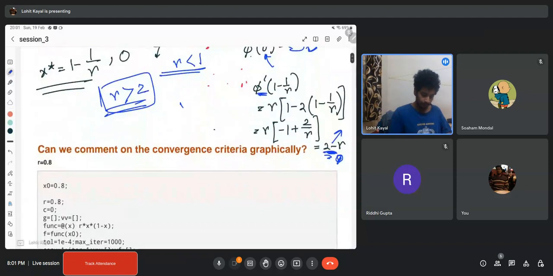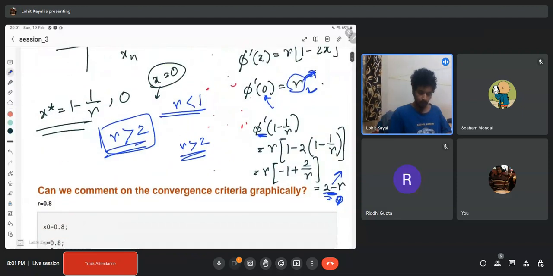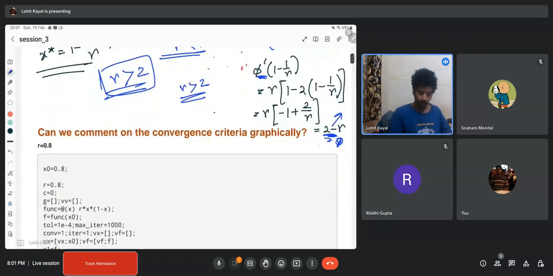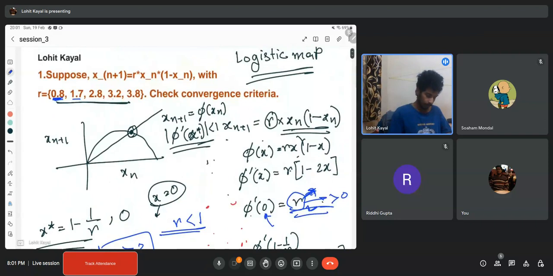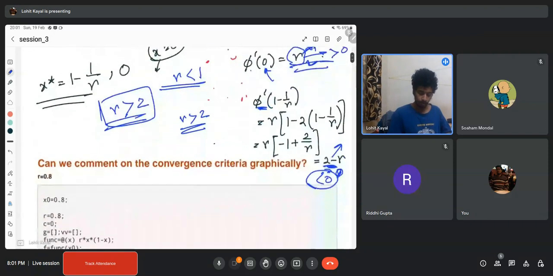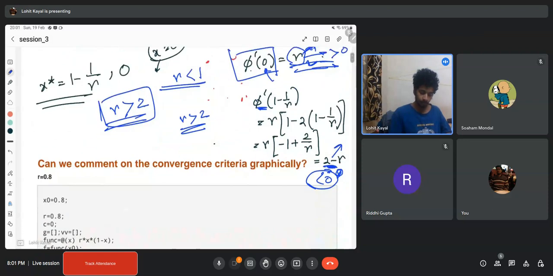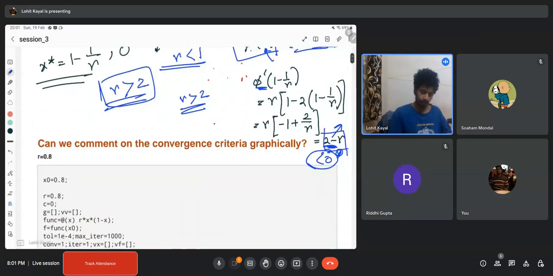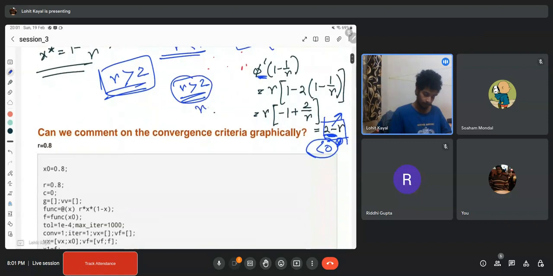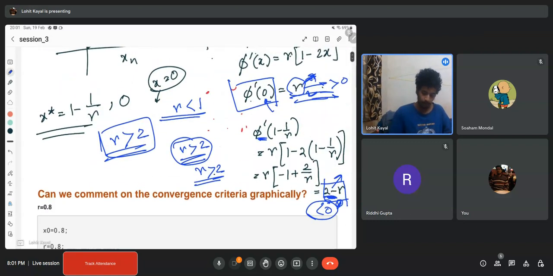Now when r is greater than 2, this is obviously not a stable point, but it is less than 0. Similarly, when r is 3.2, 3.8, this is obviously greater than 0, so the solution will not converge to this, but this is less than 0. So after r greater than 2, something very interesting happens in this case, and you will see that in a moment.